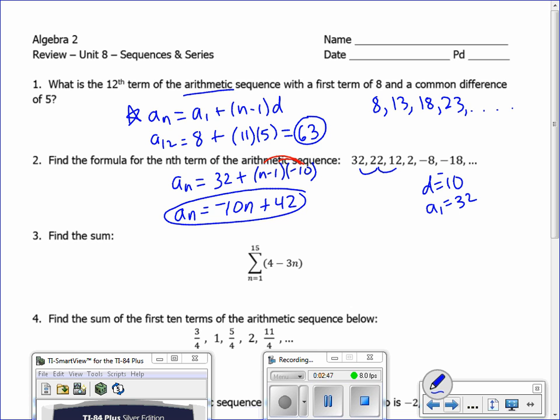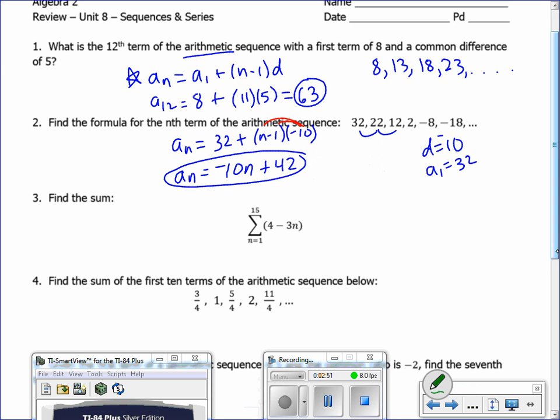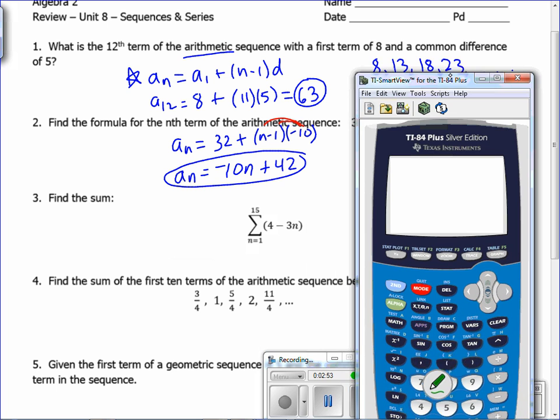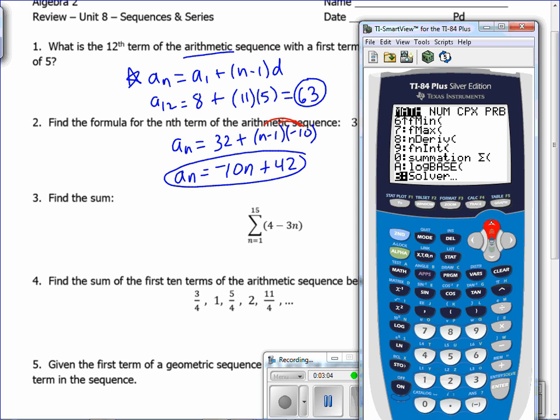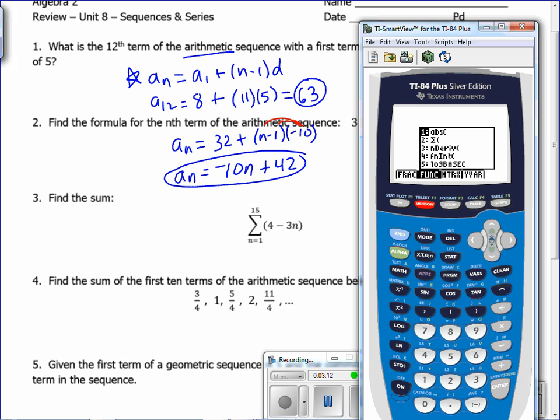All right, if somebody asks you to find the sum here, you can use your calculator. So on number 3, if you need to use your calculator, you press the math button and scroll around to part 0 there and get it that way. Or if you don't remember that, you can do alpha window, and there it is, number 2. So either way you get there.